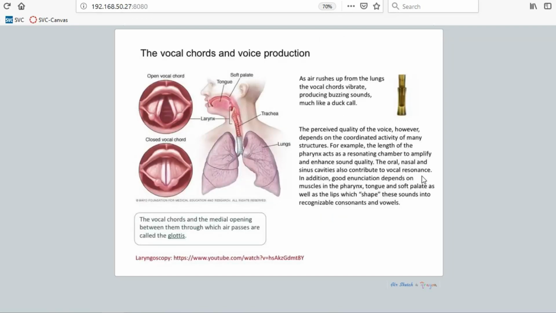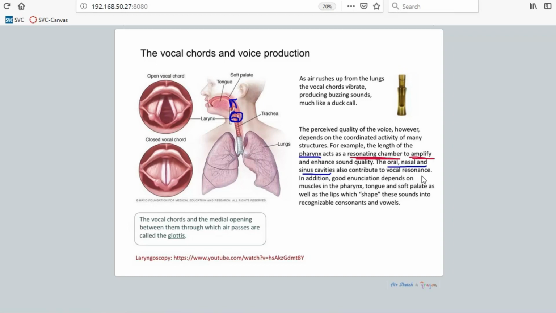Okay, these are the vocal cords here, which are involved in voice production. And I'm not going to go into too much detail about it, but basically, as air rushes up from the lungs, it causes these vocal cords to vibrate, and it produces kind of like a duck call sound, a vibrating sound, which is not how we talk. And so what else happens? As that sound moves up through the pharynx, the oral and nasal cavities, and the sinus cavities, all that serves as a resonating chamber.